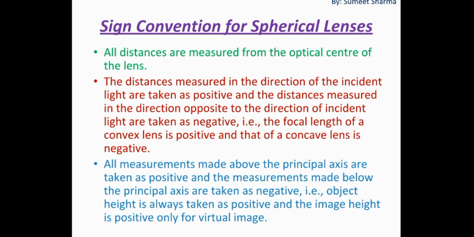Next, all measurements made above the principal axis are taken as positive. Measurements taken below the principal axis are taken as negative. That is, object height is always taken as positive and image height is positive only for virtual image. So you need to remember these things in case of the spherical lenses.